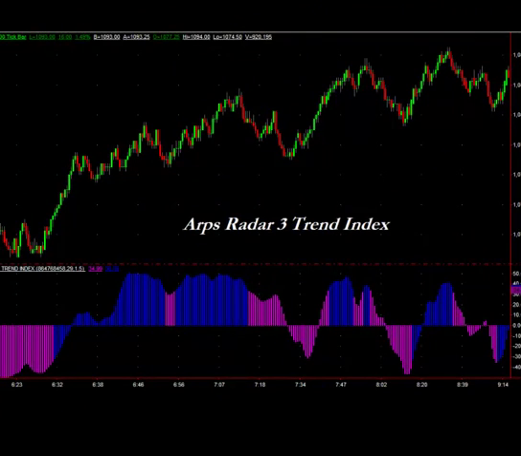The Radar 3 Trend Index orients the trader in the general direction of the price movement, indicating when price swings are likely to be retracements or when they become bona fide reversals. It shows when the trend is strong and when it is indecisive, providing the trader with a broader view of the market he or she is trading.